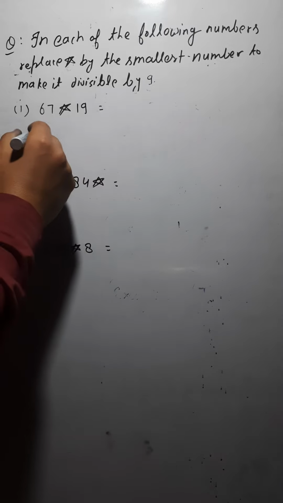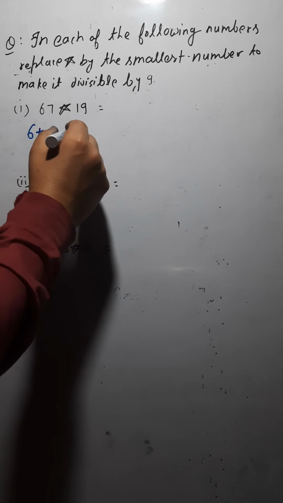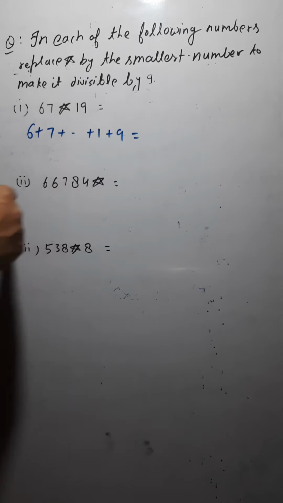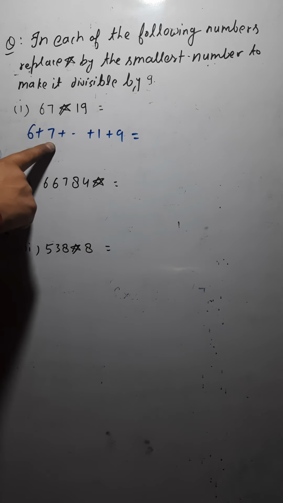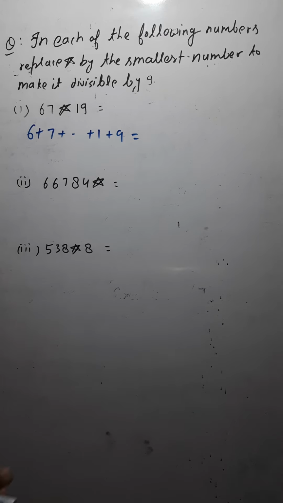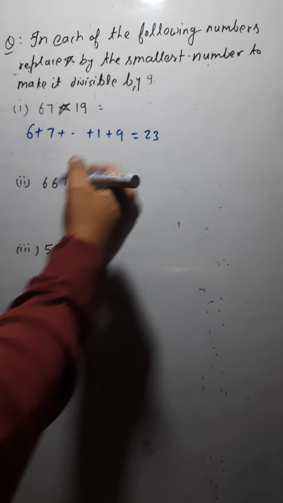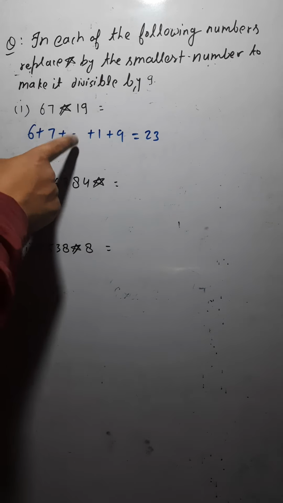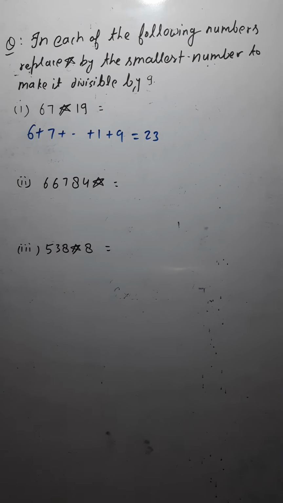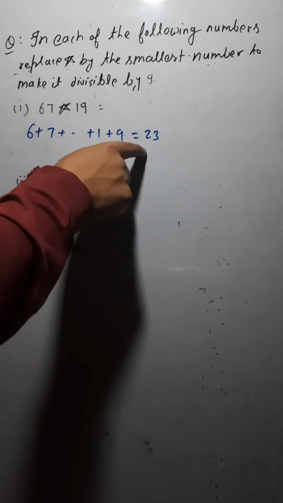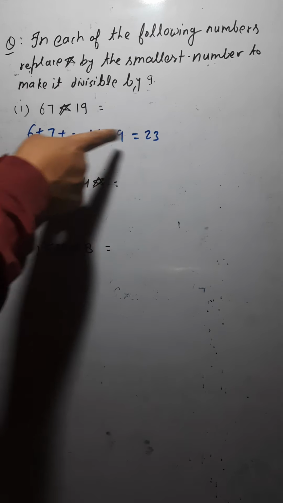So the first one is 6, then 7, then the star, then 1, then 9. If you add all the digits, how much is the sum? 6 plus 7 is 13, 13 plus 1 is 14, 14 plus 9 would be 23. 23 is not divisible by 9. So which number should I write here so that it could be divisible by 9? If I write 0, the sum would be 23, again not divisible. If I write 1, it would be 24.